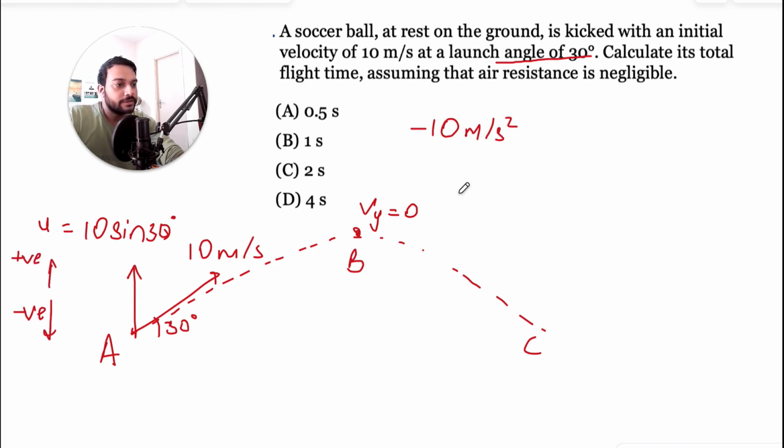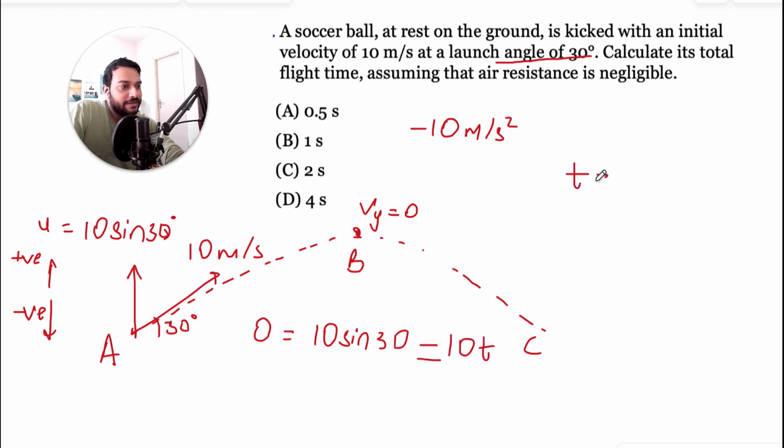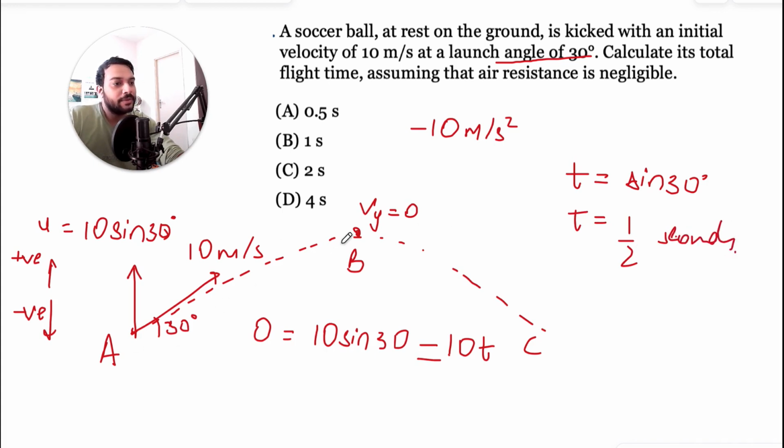Okay, so let's apply the equation of motion. V is equal to u, which is 10 sin 30 positive, minus 10t. V is equal to u plus at. So from that, 0 is equal to 10 sin 30 minus 10t. So t is equal to basically sin 30, or t is equal to half a second. So if half the journey is covered in 0.5 seconds, the complete journey would be covered in 1 second. So the answer to this question is 1 second, option B.